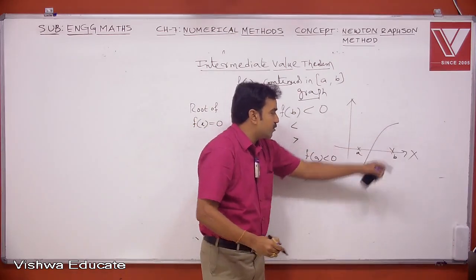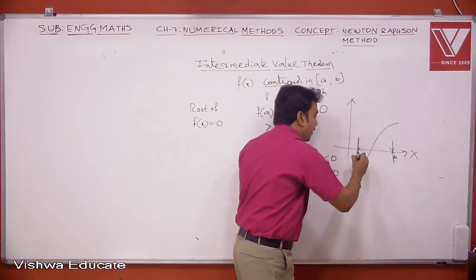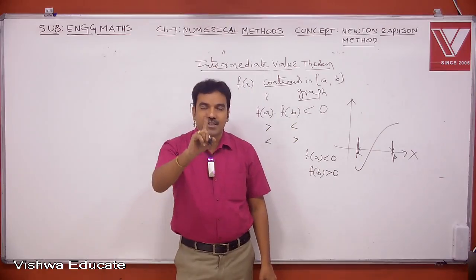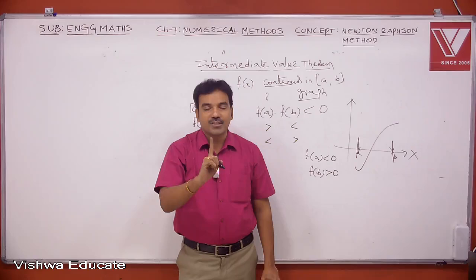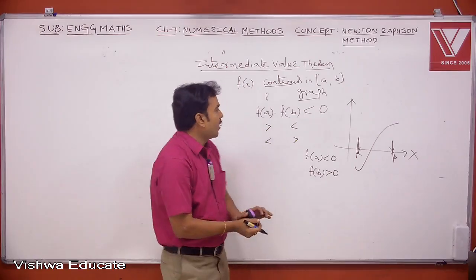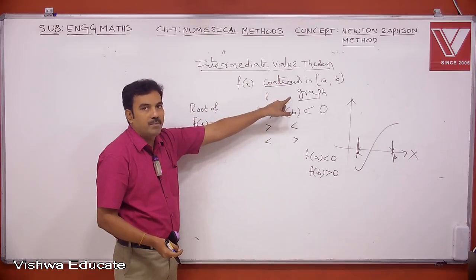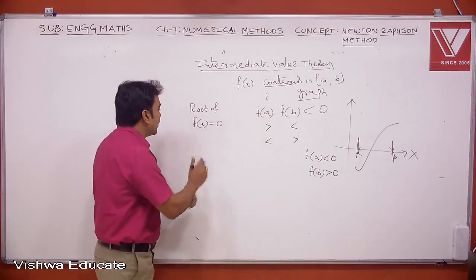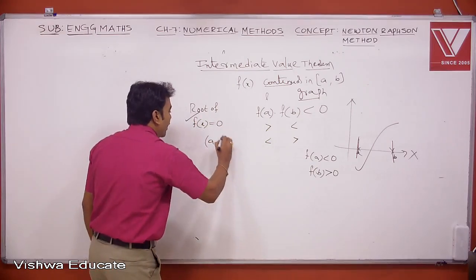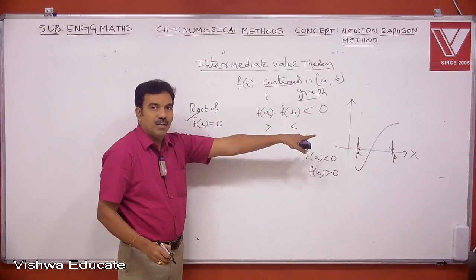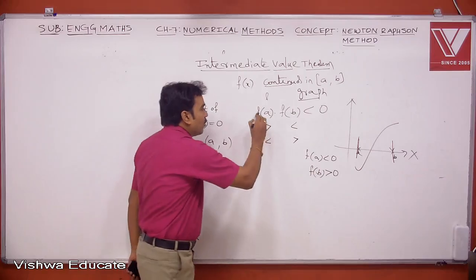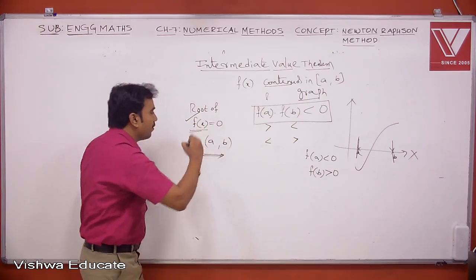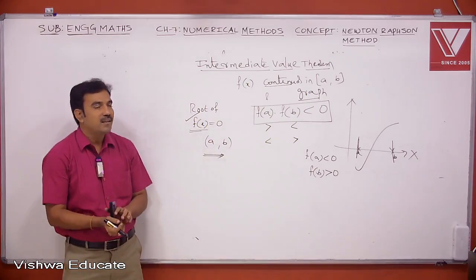Therefore, the graph is continuous between the boundaries x equal to a and x equal to b, and f of a less than 0, f of b greater than 0. That means it must pass through the x-axis at least one time, and that crossing point is called a root of this equation. Therefore, whenever f of x is continuous in the closed interval a comma b and the function takes opposite signs at the endpoints, then the equation f of x equal to 0 has at least one root in the open interval a comma b. a is not a root, b is not a root, but because of this continuity and this property, the equation f of x equal to 0 has at least one root in the open interval a comma b. Note this point.